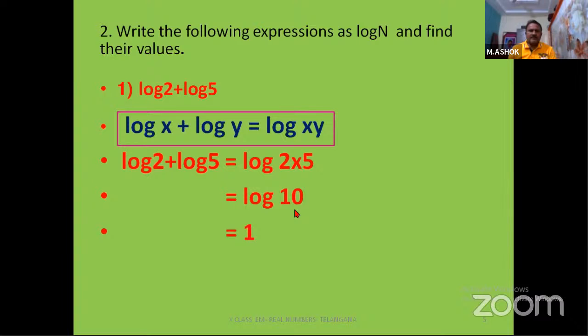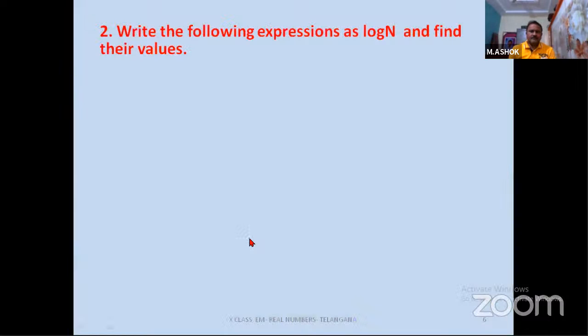So log 10 value is 1. Why? Because here no base is given, so it is a common logarithm, means it has base 10. So log 10 base 10 means its value is 1. Okay, so always remember this one: log 10 is equal to 1. So log 2 plus log 5 is equal to log 10, or its value is 1.